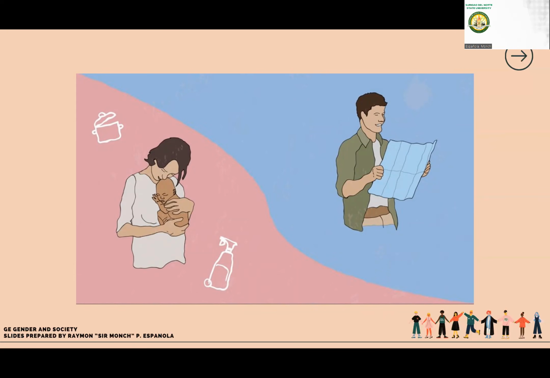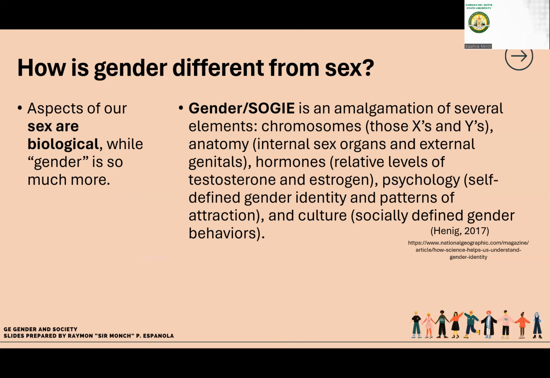They're expected to have careers like being engineers, while babies with vagina and vulva are expected to be caretakers, babysitters, managers of the household, and things like that. Now, aspects of our gender, it's clear. Aspects of our sex are biological, and that is clear, while gender is a bigger concept.